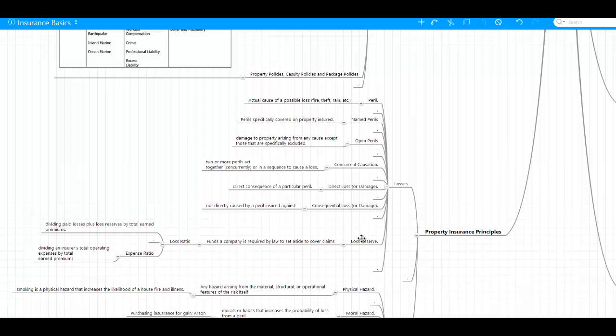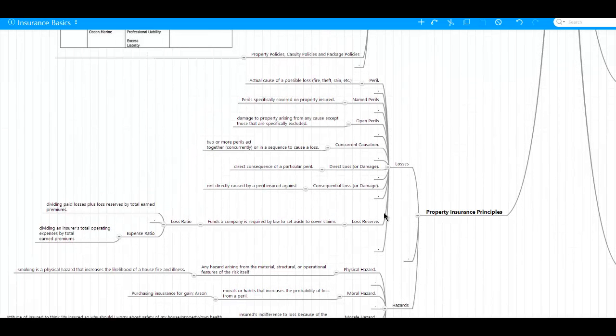Okay, so then finally we have this term called loss reserve, which is the amount of money that an insurance company needs to set aside to cover any possible claims coming in. Banks have that too: they can lend out the money, but they need to keep a certain amount in reserve to cover any demands on people withdrawing their money.